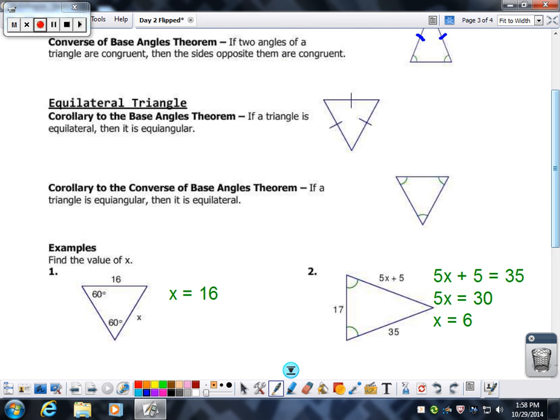Moving down to equilateral triangle. The corollary to the base angles theorem is if a triangle is equilateral, which means all the sides are the same, then it is also going to be equiangular. So if all the sides are the same, all the angles are also going to be the same. The same holds true if all the angles are the same. If it's an equiangular triangle, it's also going to be equilateral, which is the corollary to the converse of base angles theorem.